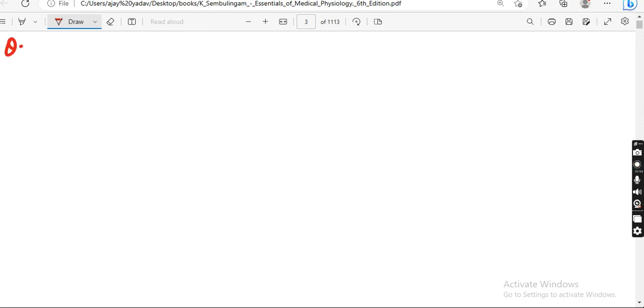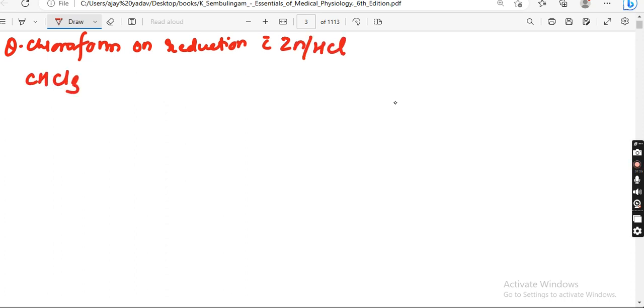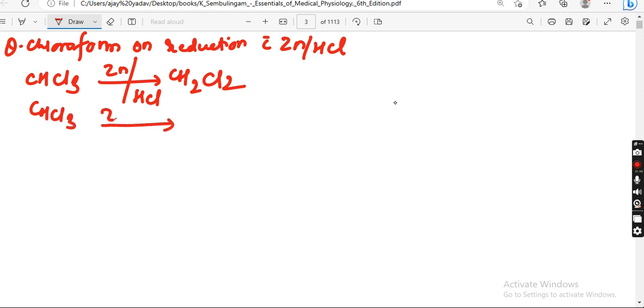Next question is chloroform on reduction with zinc and HCl produces. So CHCl3, when you use zinc and HCl, partial reduction will occur and this will produce CH2Cl2. When you react this with zinc and water, then it will directly give alkane. You have to learn these two reactions by heart.